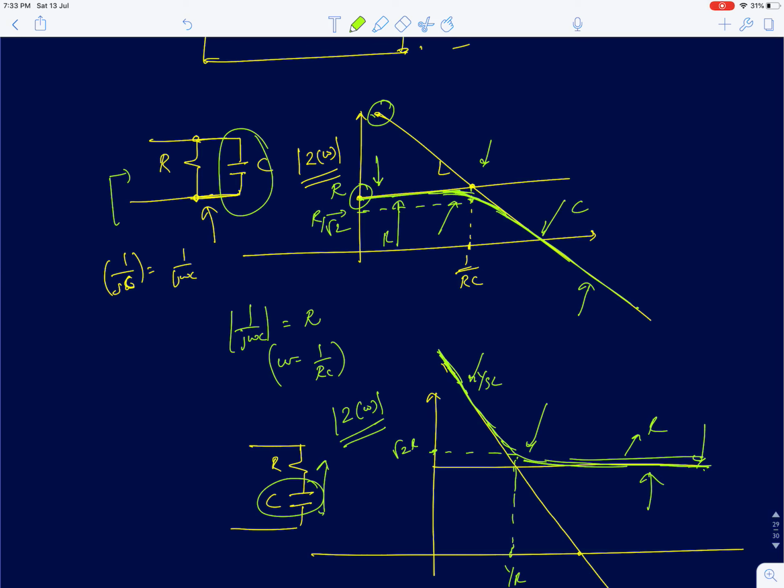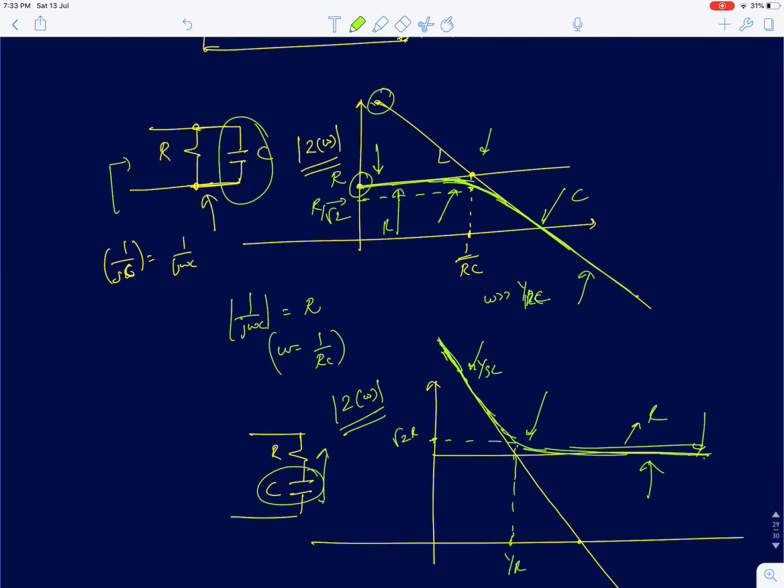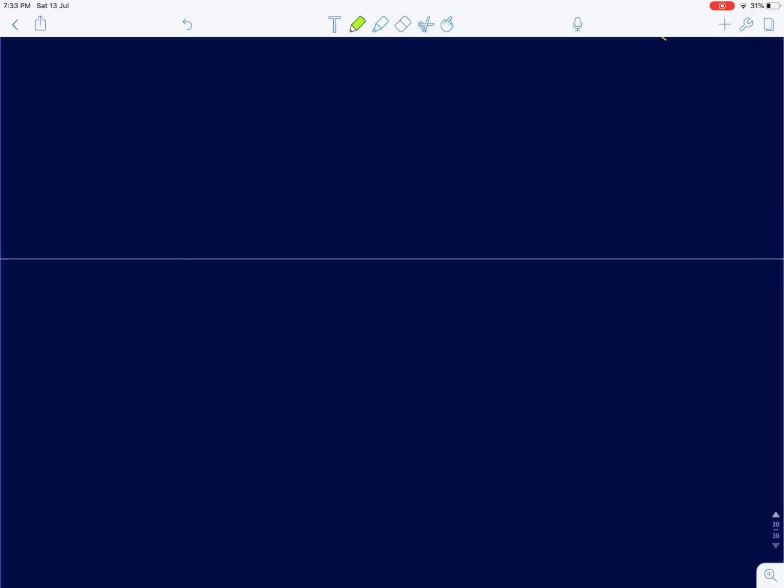Now what do you mean by low frequency? For frequency much less than the pole, 1 by RC. Okay, that's your low frequency. High frequencies are for frequency much greater than 1 by RC. For omega much greater than 1 by RC, that's your high frequency. Okay, it will behave like a capacitor. Now keeping these 2 points in mind, we will just quickly solve this problem.